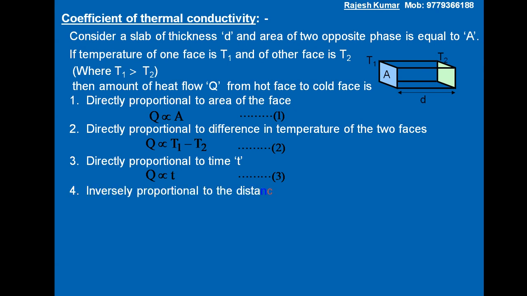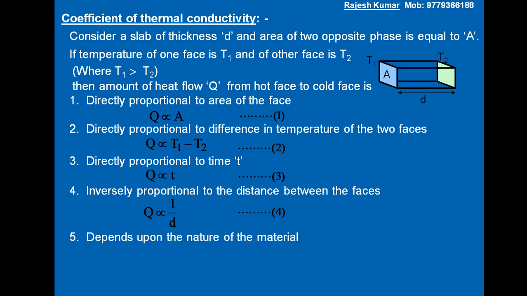Fourth one, inversely proportional to the distance between the faces. Mathematically, Q is proportional to 1 upon d, and let it be equation number 4. And fifth point, it depends upon the nature of the material.